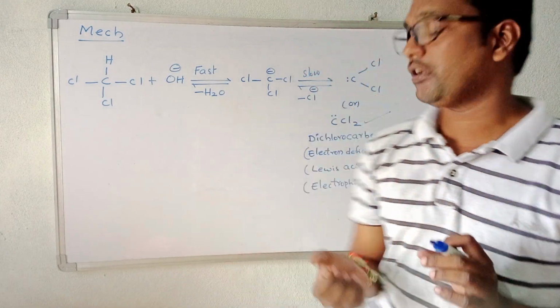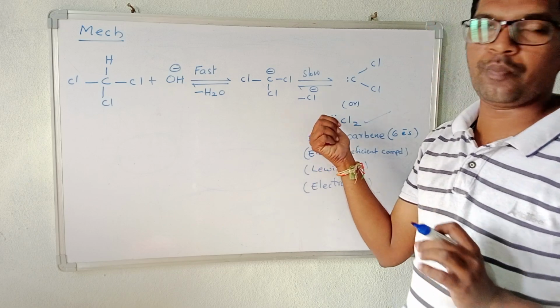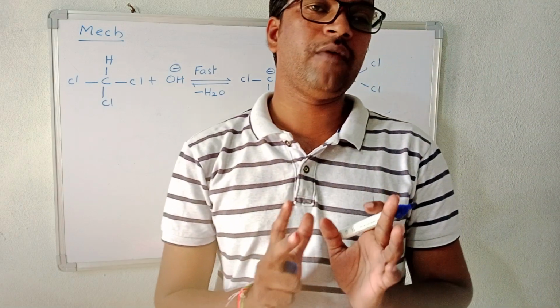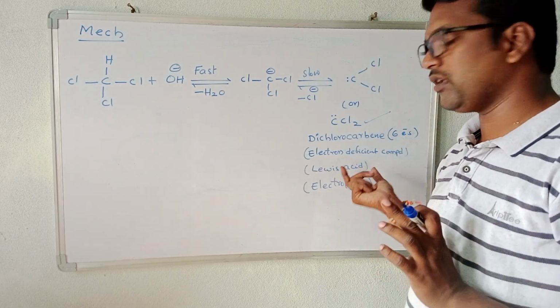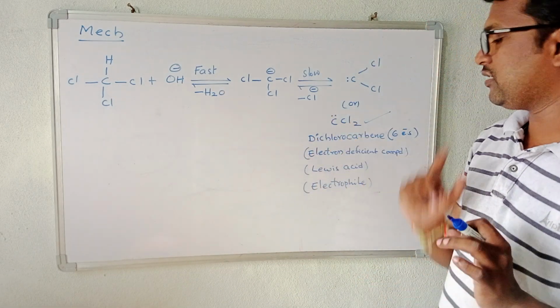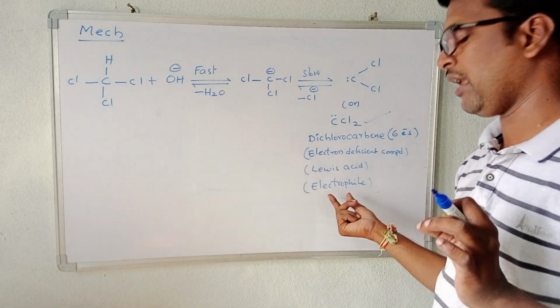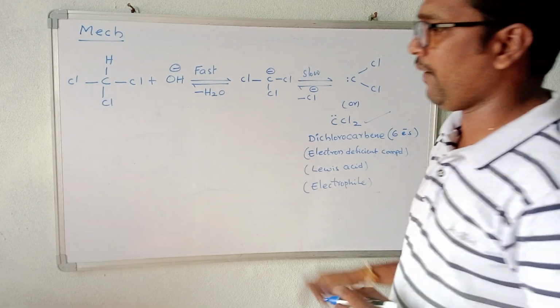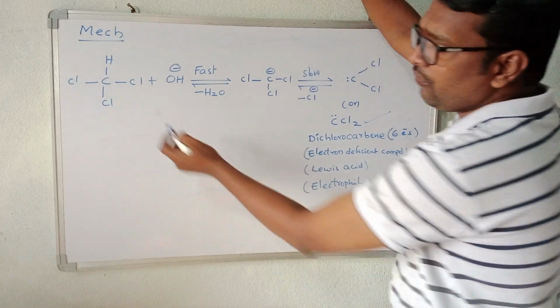Actually, a nucleophile contains a lone pair. Any compound that contains a lone pair can act as a nucleophile, but here the octet configuration is not present. That's why, even though one lone pair is present, CCl2, dichlorocarbon, can act as an electrophile. You remember this. Okay, and you see here we take chloroform.